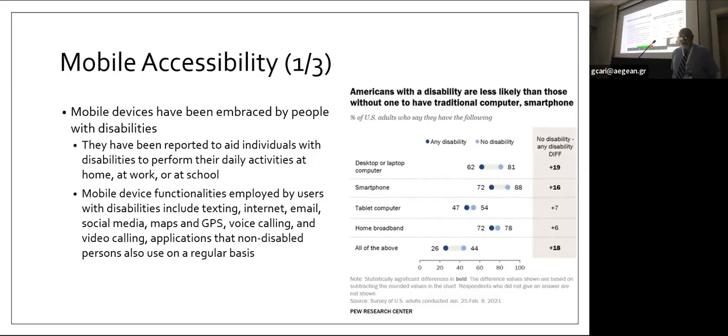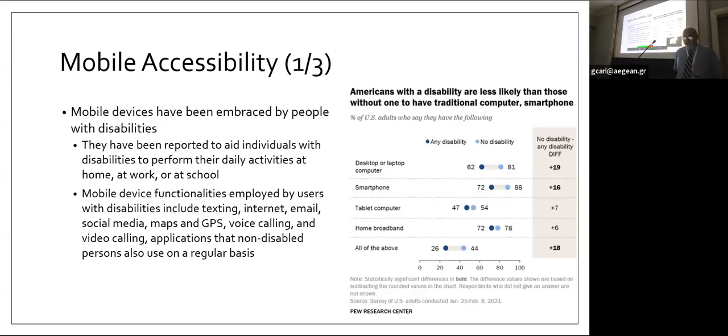Moving on to mobile accessibility. Mobile devices have become an indispensable part of our daily lives, permeating various aspects of our everyday life, of our routines and interaction, allowing us to stay connected through calls, messages, and social media platforms. Moreover, mobile devices serve as gateways to the vast digital landscape, offering a plethora of applications for entertainment, productivity, education, and much more.